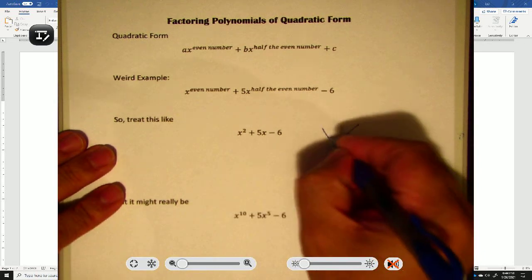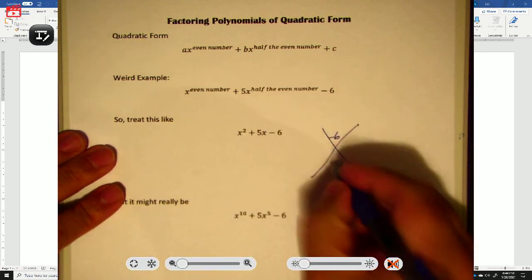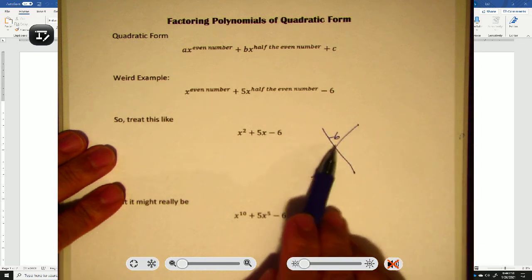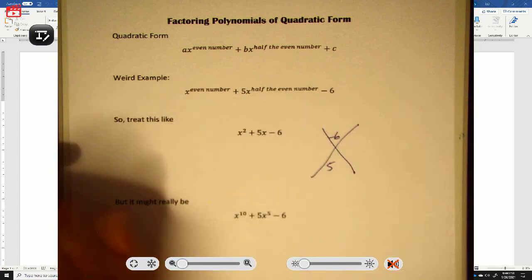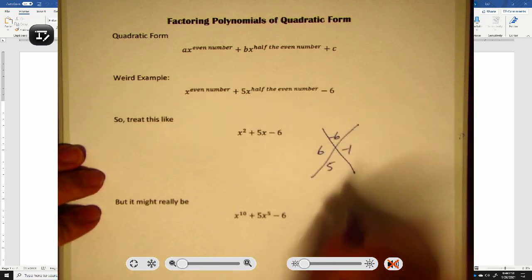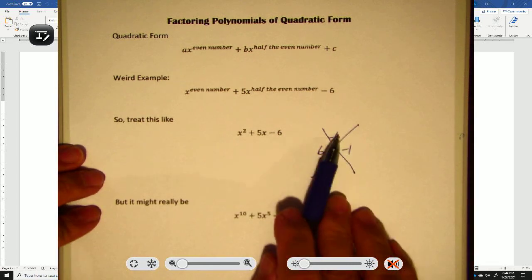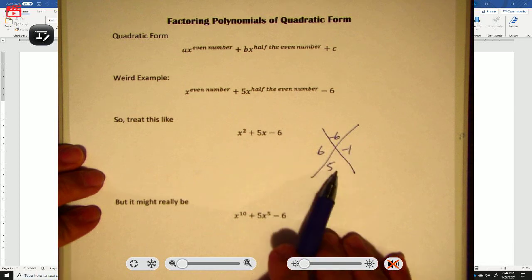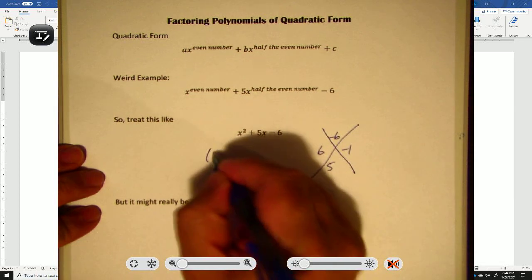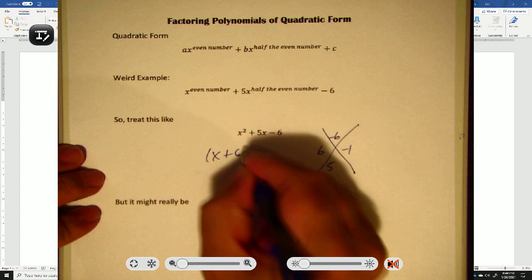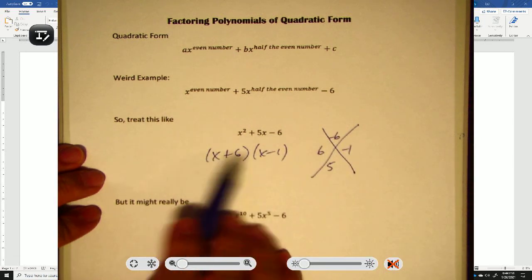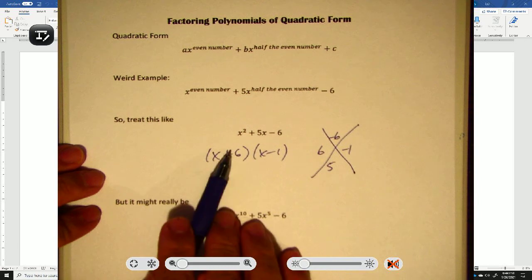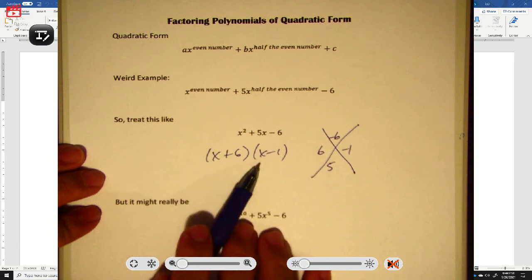You put that on the top. 5, put that on the bottom. And what are the factors of negative 6 that combine to make positive 5? That will be positive 6, negative 1. 6 times negative 1 is negative 6. 6 plus negative 1 is positive 5. And you just do x plus 6, x minus 1. And that's that, right? There are no exponents left, okay? So that's it. You're done with factoring.